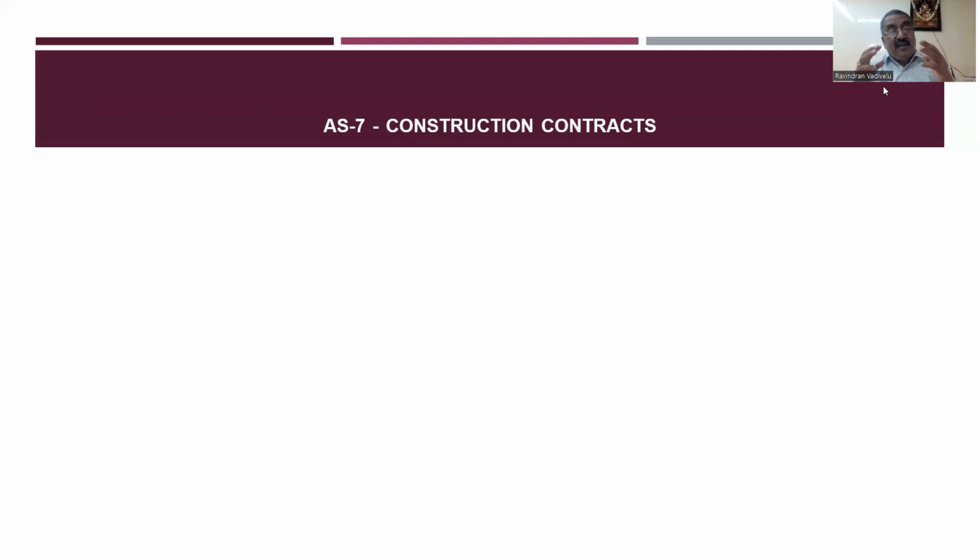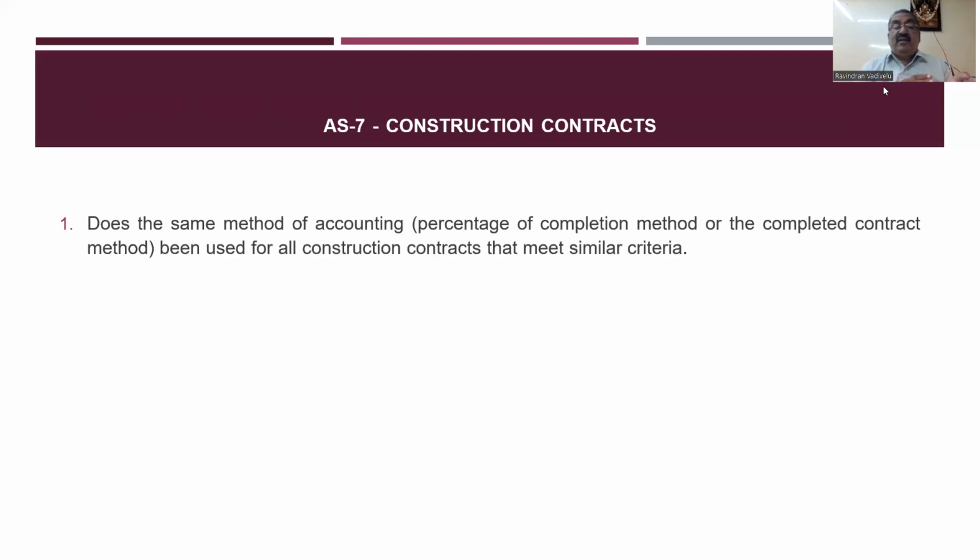See, as a practice unit, as a chartered accountant, you have to read the construction contracts also. It is only a highlight I am giving, but you can even go beyond the suggestions mentioned. Is the same method of accounting, that is the percentage of completion method or completed contract method, used for all construction contracts that are similar?